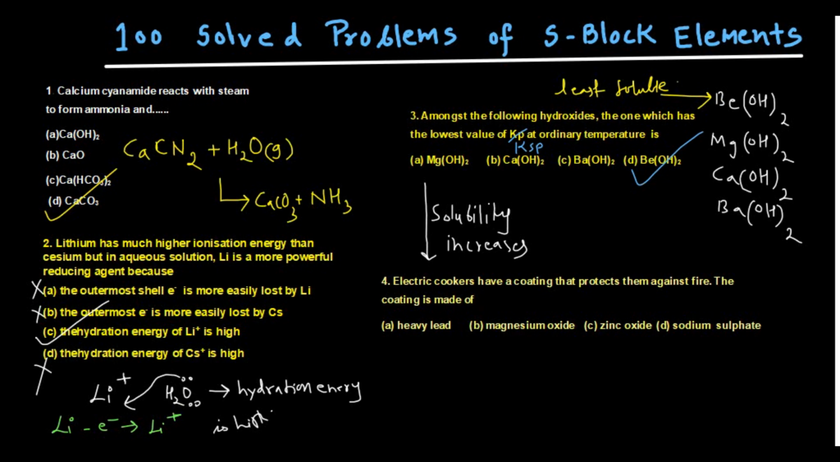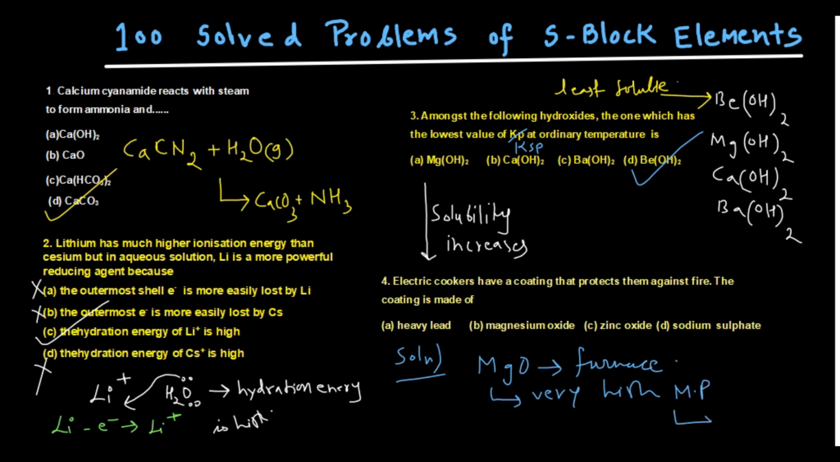Now moving to the next problem. It says: electric cookers have a coating that protects them against fire. The coating is made up of, see this guys, this problem is rather simple, a theoretical problem. Magnesium oxide is used in the furnace, right? Linings in furnaces are actually done with magnesium oxide. Why? Because it has a very high melting point. When the melting point is very high, it does not catch fire.